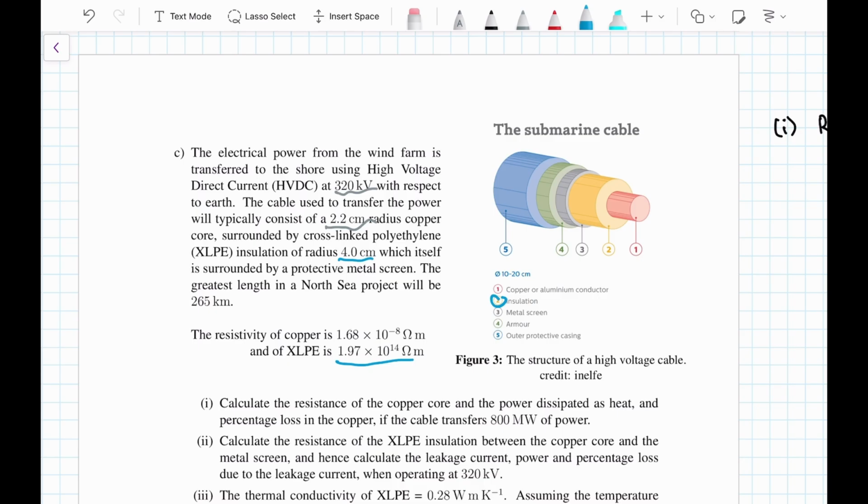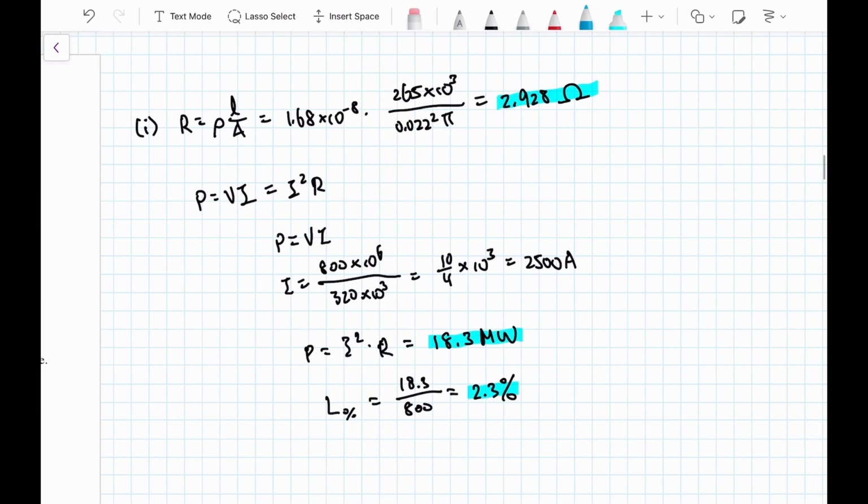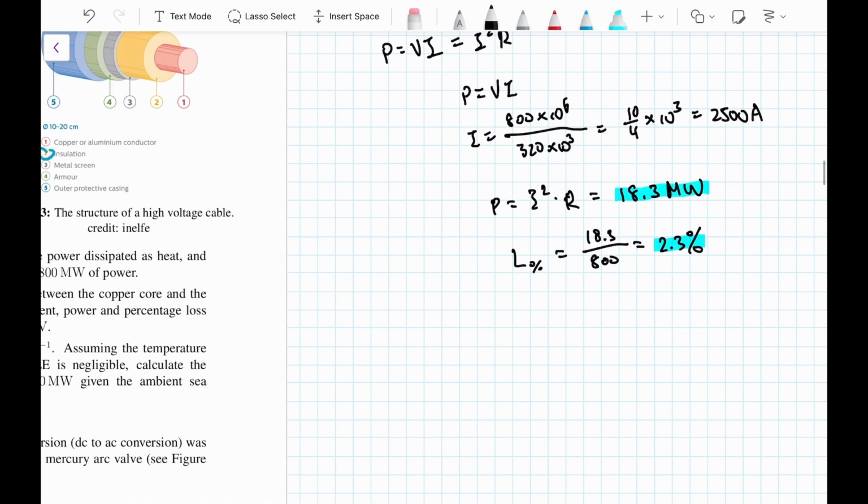So how do we calculate the resistance in this case? It's not like a wire, or you can say a cylindrical shape. It's like a ring-shaped setup. So the resistance is defined as rho L over A. Now in this case, the area.